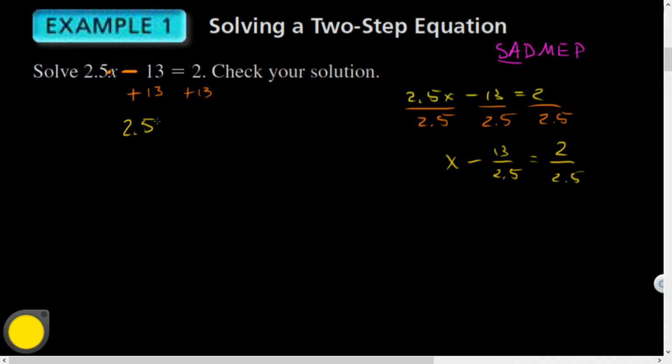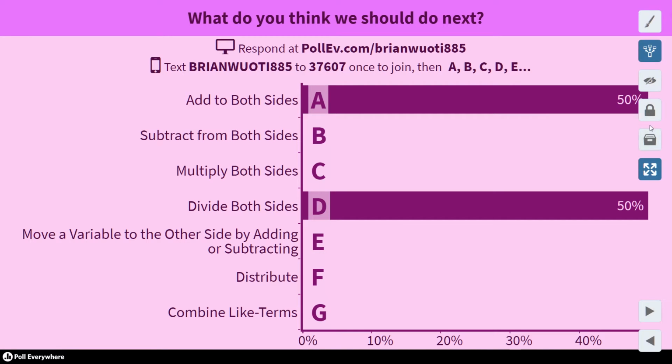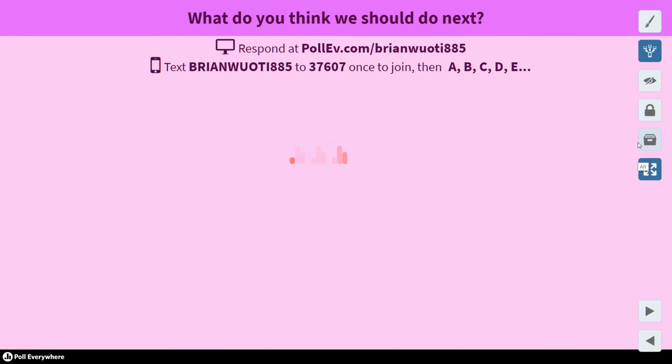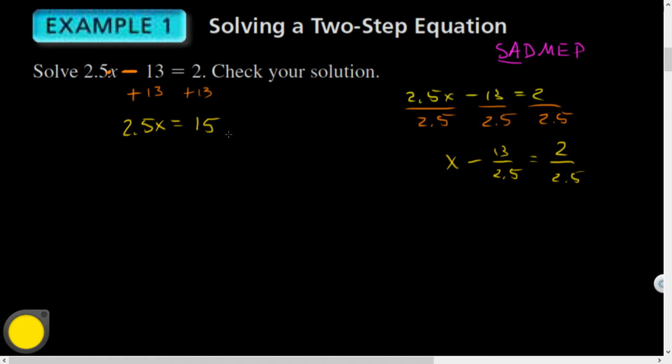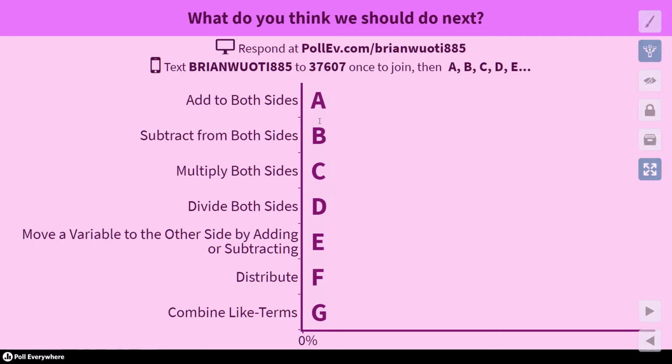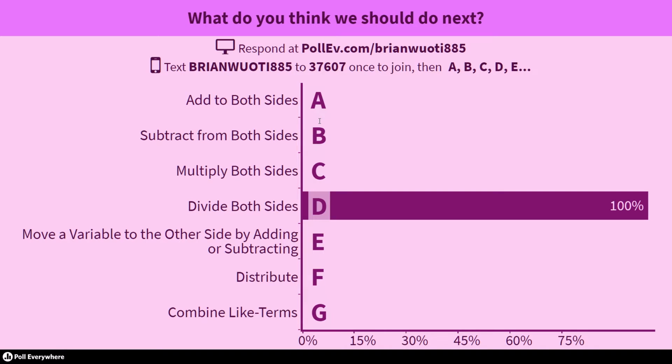So I'm going to have 2.5x equals 15. 2 plus 13 is 15. Now, question, my friends, what operation do I do to both sides over here? 2.5x equals 15. How do I get x by itself? Let's see, we're getting some results coming in.